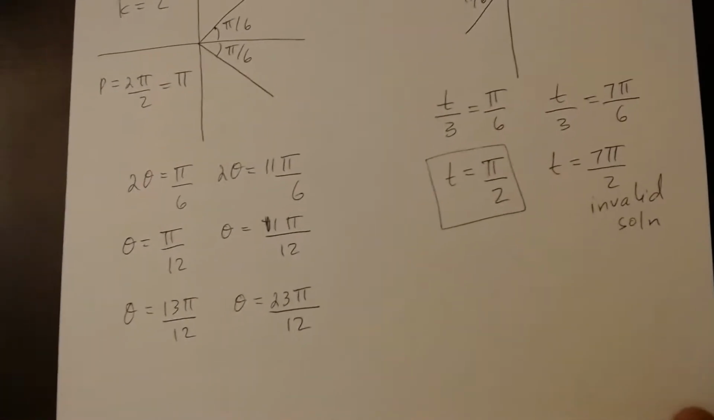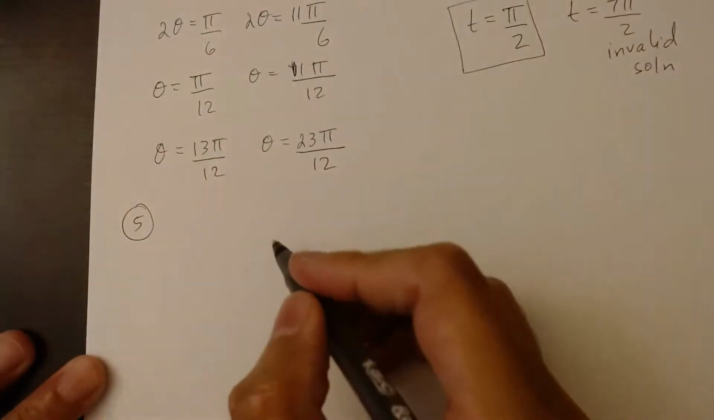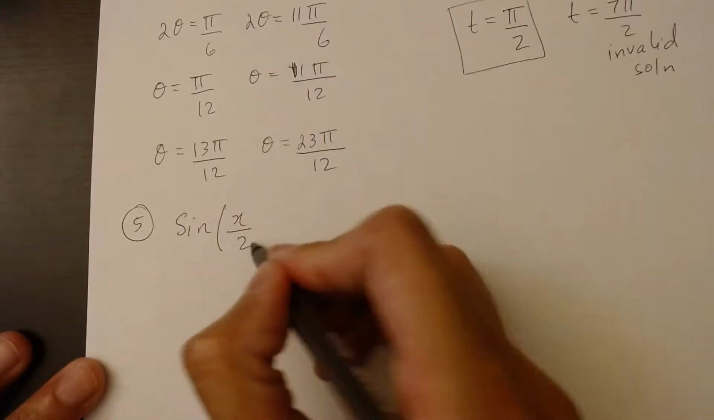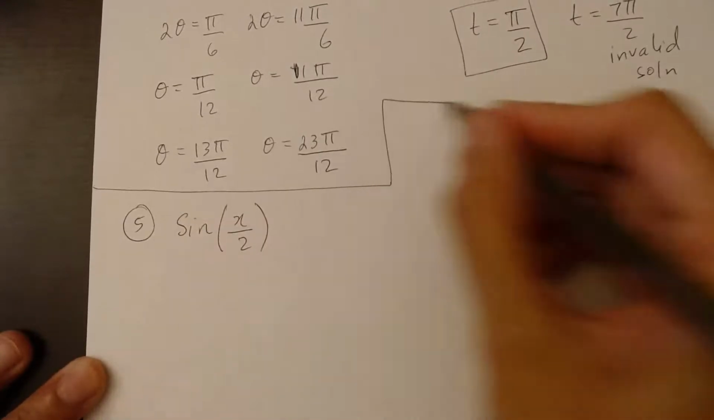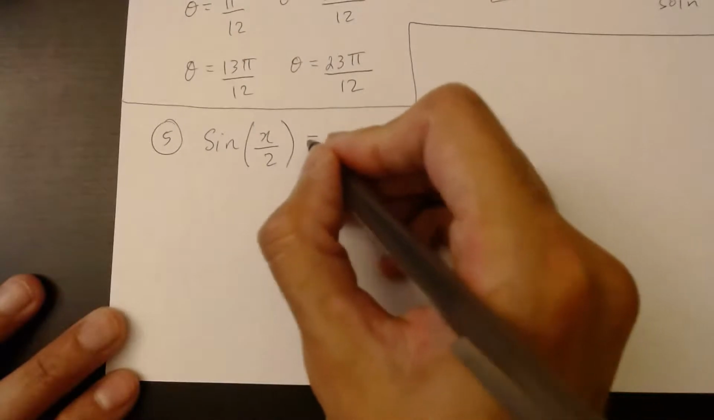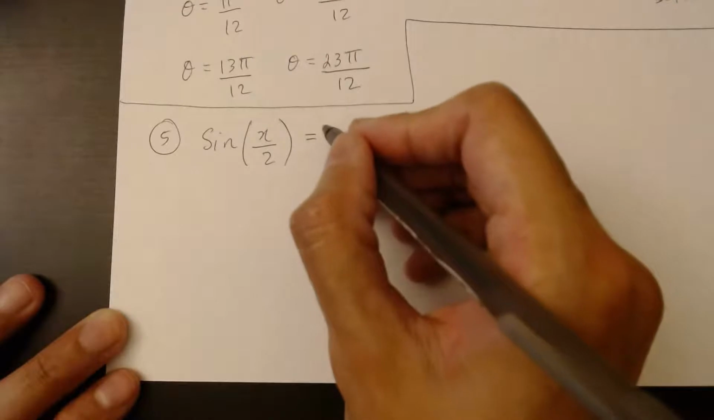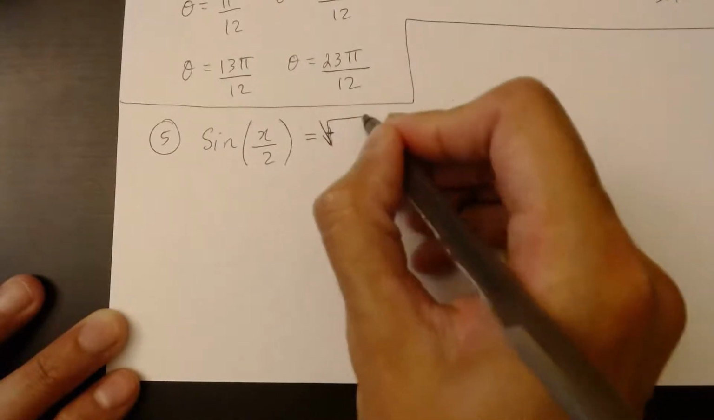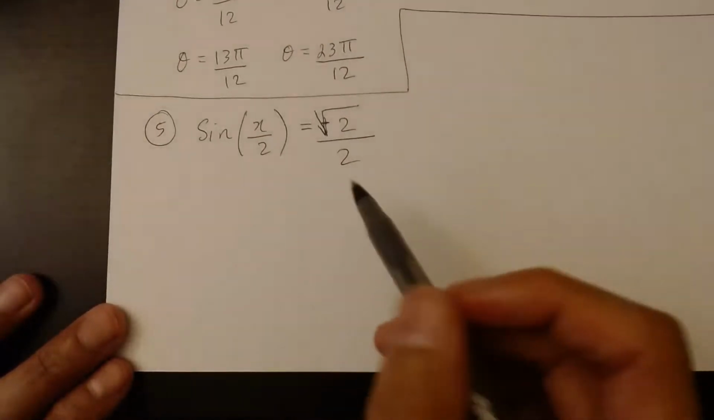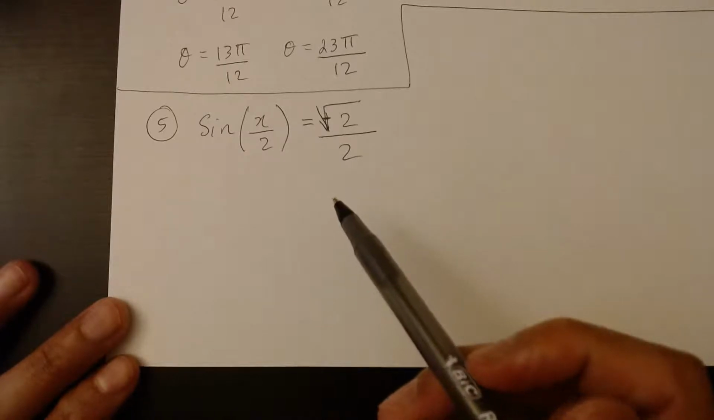Last question we will do is sine of x over 2 equals root 2 over 2. Or maybe we'll actually do 2 more questions. I see another one too. So we'll probably do 2 more questions. I see another one that's a really good one to do as well.